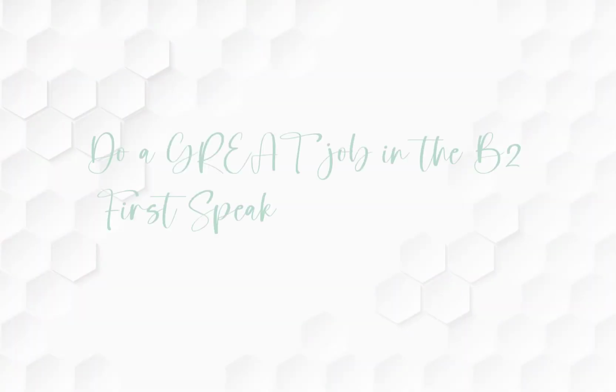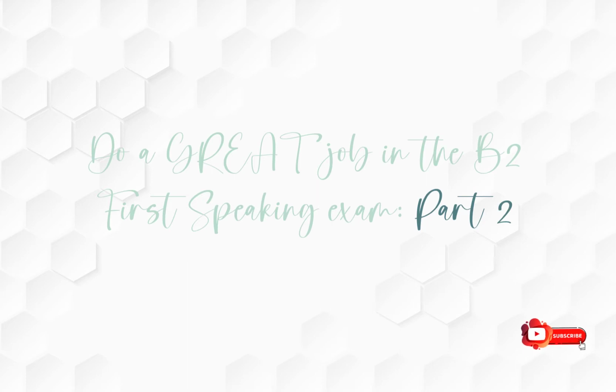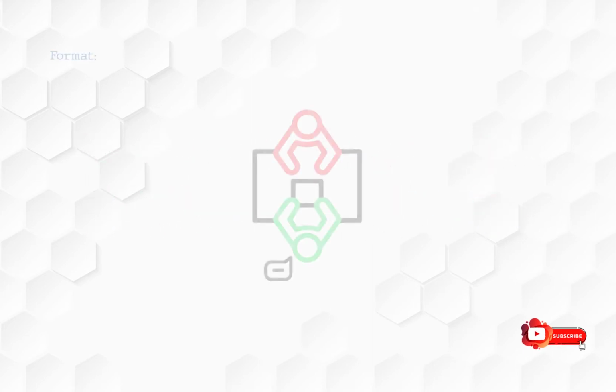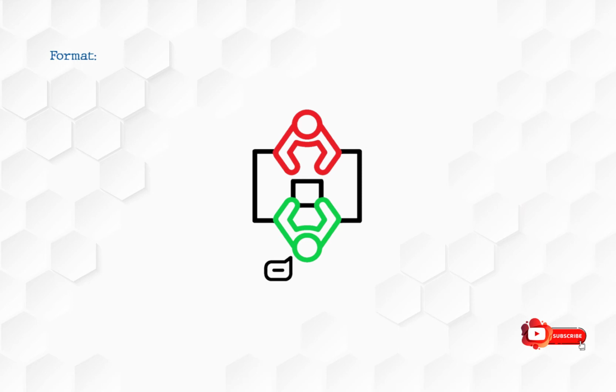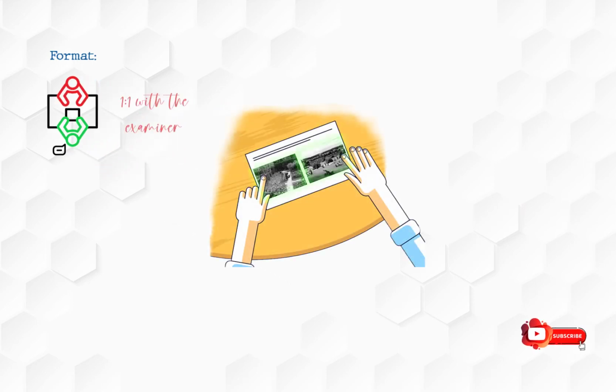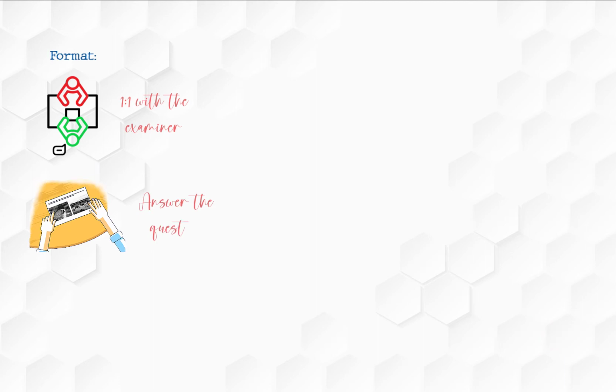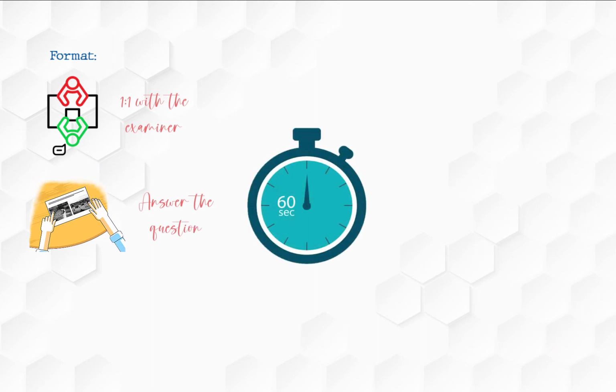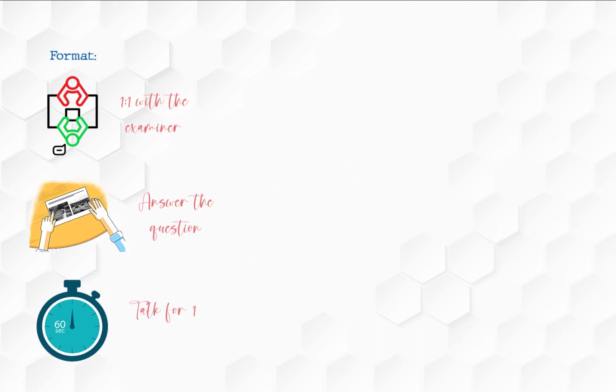Now we're going to move on to part 2 of the speaking test. Here you must do a task individually. You'll be given 2 photos which you have to describe. You'll also be given a question related to the pictures, which you must talk about for a minute. The examiner will stop you after about a minute.